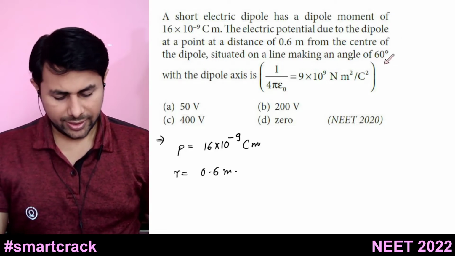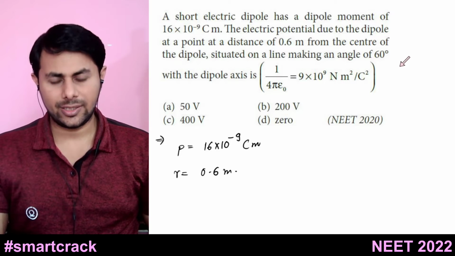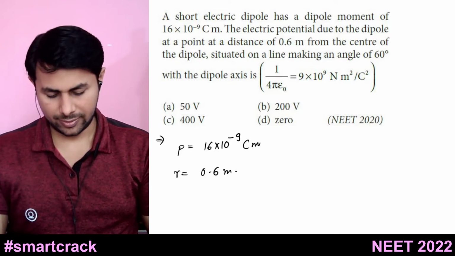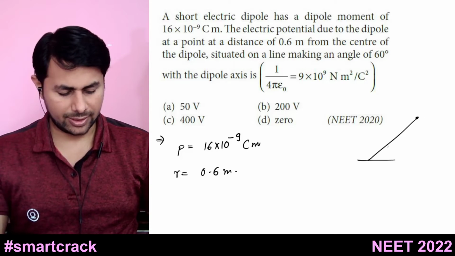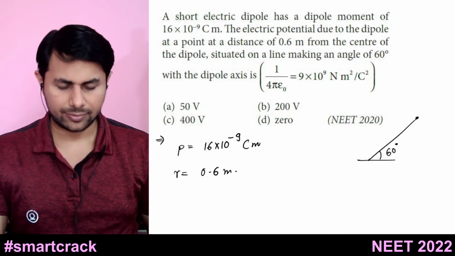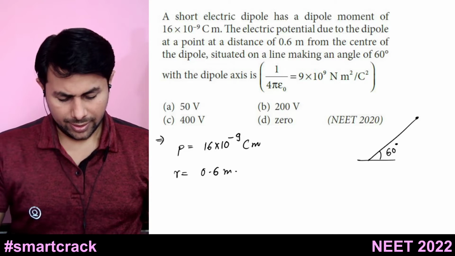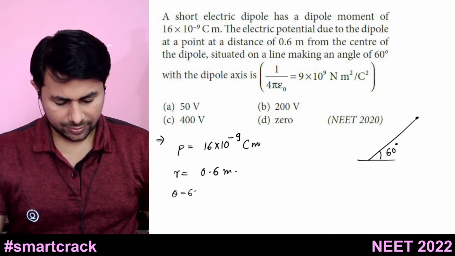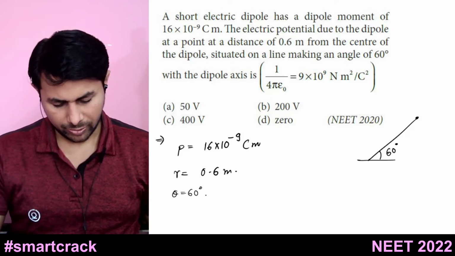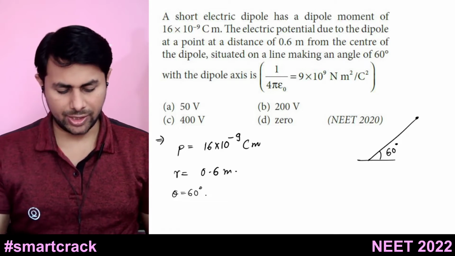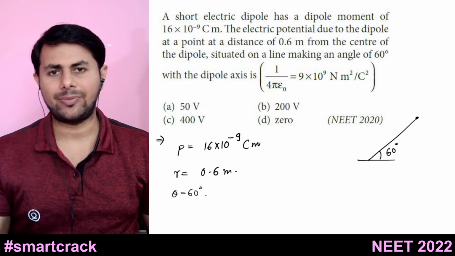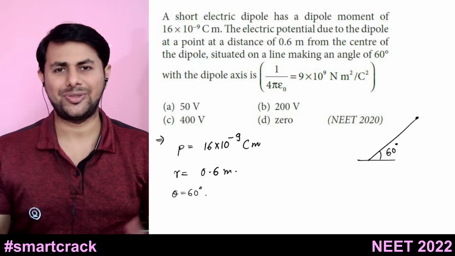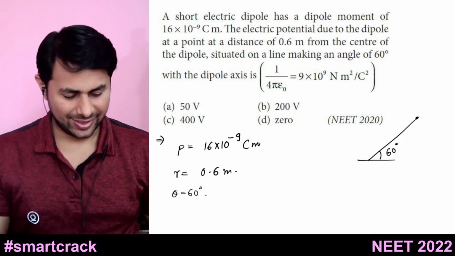and it is situated on a line making an angle 60 degrees with the dipole axis. So this is the dipole axis, and the point is at an angle of 60 degrees. Okay, so theta equals 60, and what do we want? We want to find the electric potential, and it's given that 1 over 4 pi epsilon naught is 9 multiplied by 10 raised to 9. Even if it is not given, we know it, right?